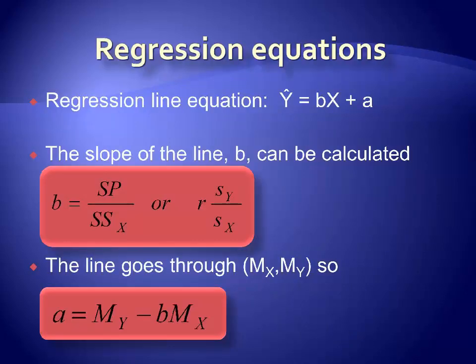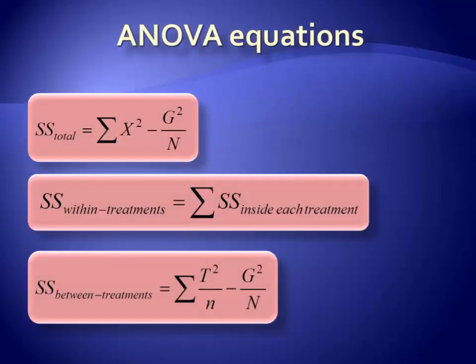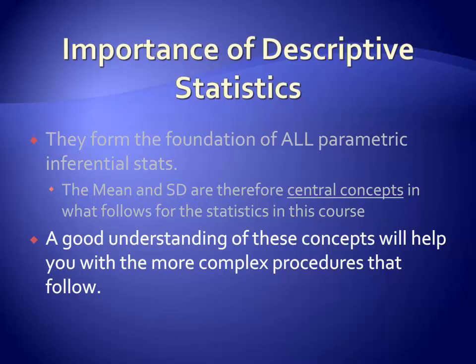Regression equations are also generated through calculating the sums of squares, sums of products, and standard deviation among the scores in each distribution. Finally, even ANOVA equations rely on the calculation of sums of squares and the mean. It is therefore important that you're able to grasp the concepts in this lecture, as understanding how to compute these basic descriptives will be used to conduct more complex procedures that follow in this course.